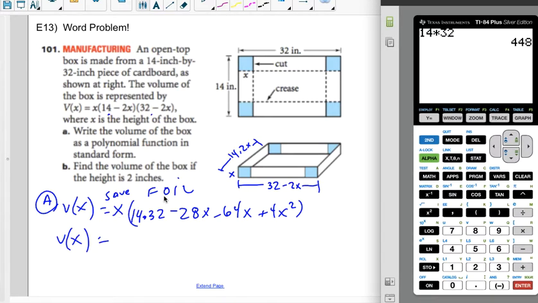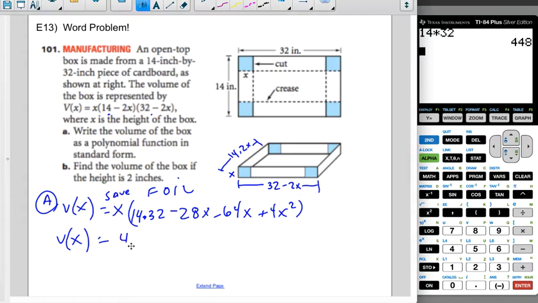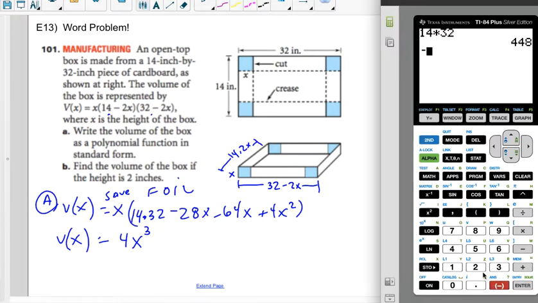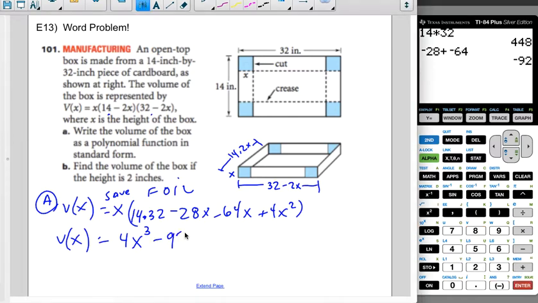So we're going to go ahead and distribute this x. I'm going to get 4x cubed, right, because there was an x out in front here. When I combine the negative 28 and the negative 64, you could either use a calculator or just add them yourself, you're going to get a negative 92, and it'll become an x squared because there's an x getting distributed. And then lastly, I'm going to get a plus 448x, and that's my standard form of the volume, right?